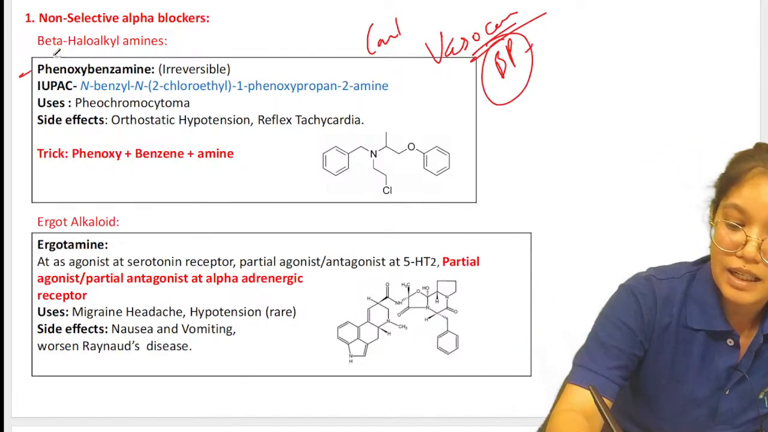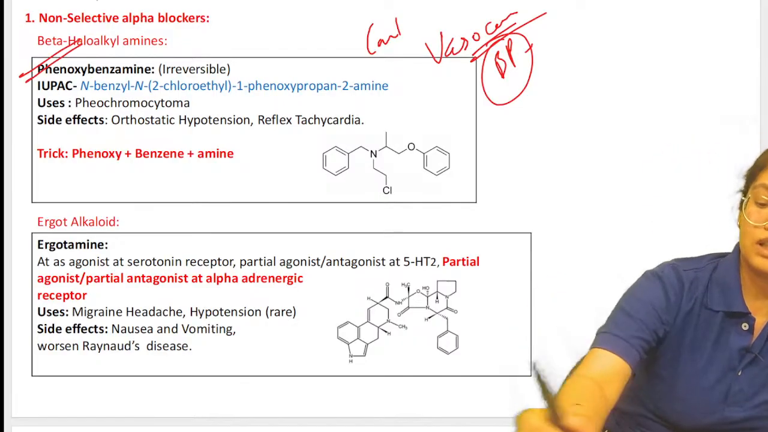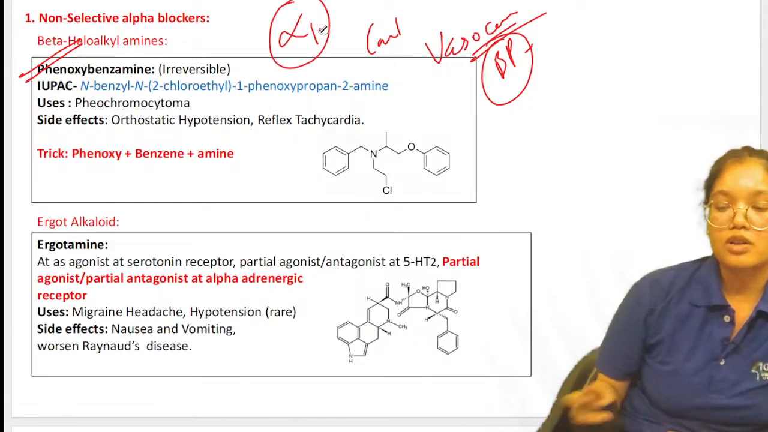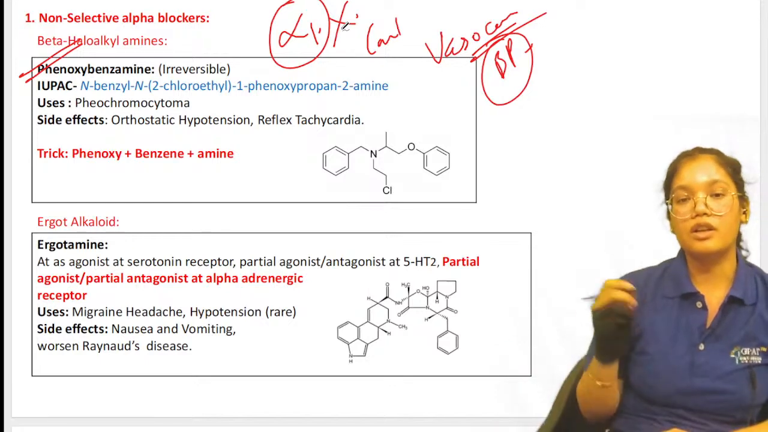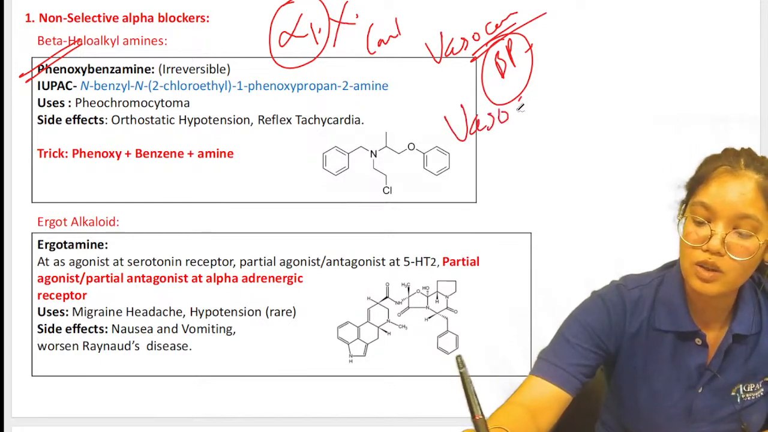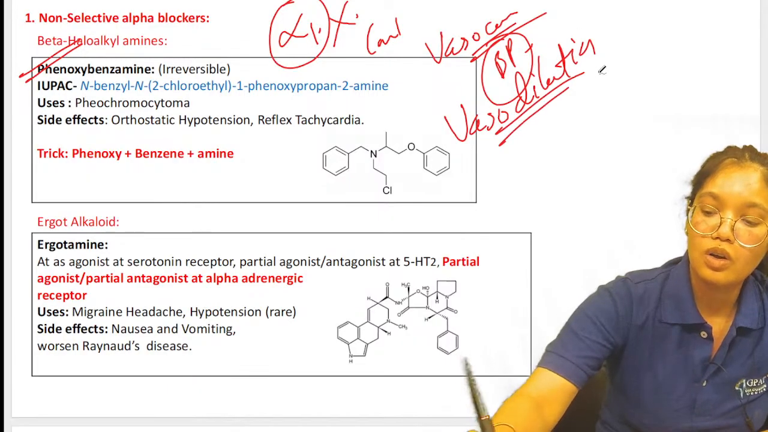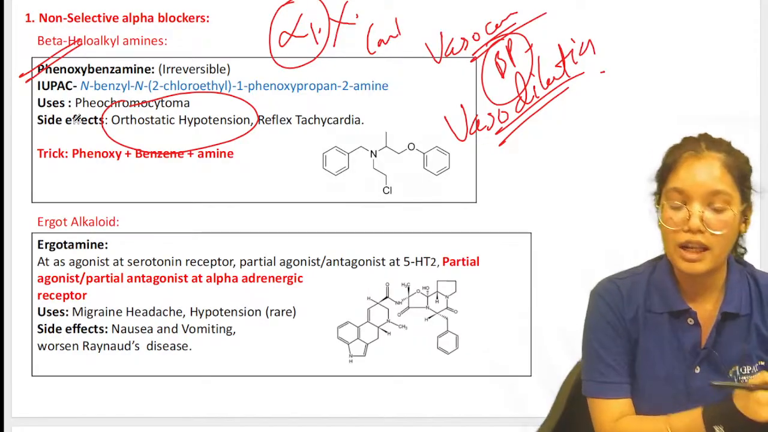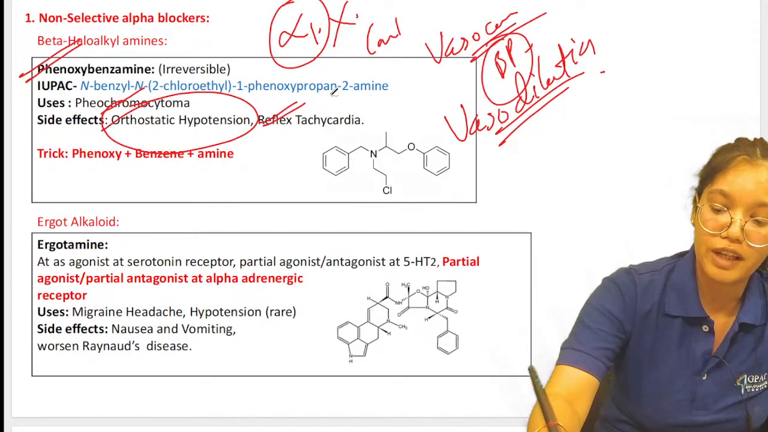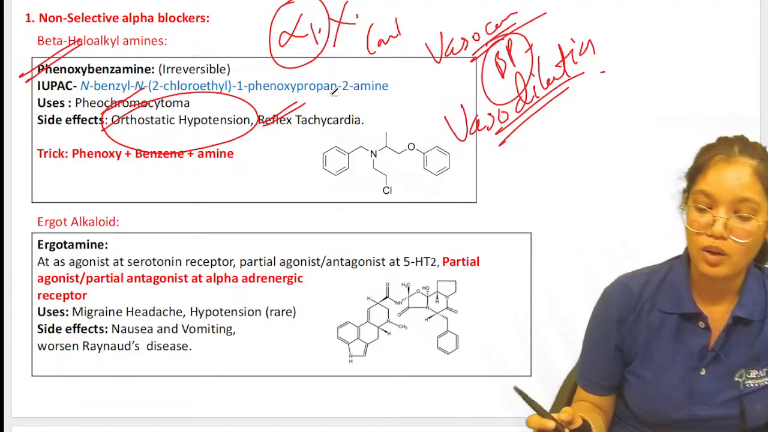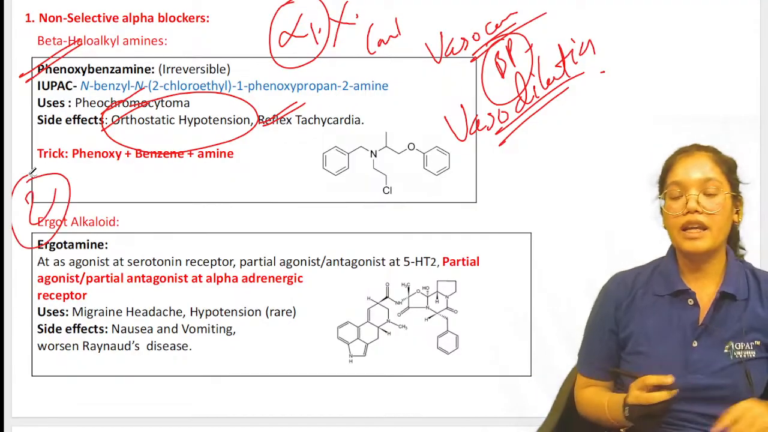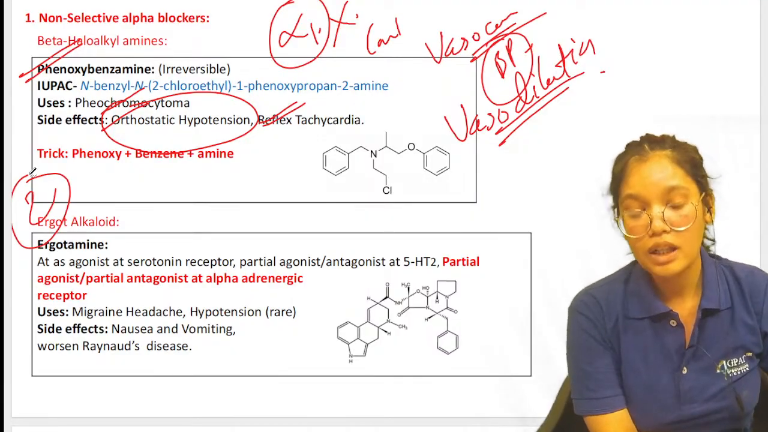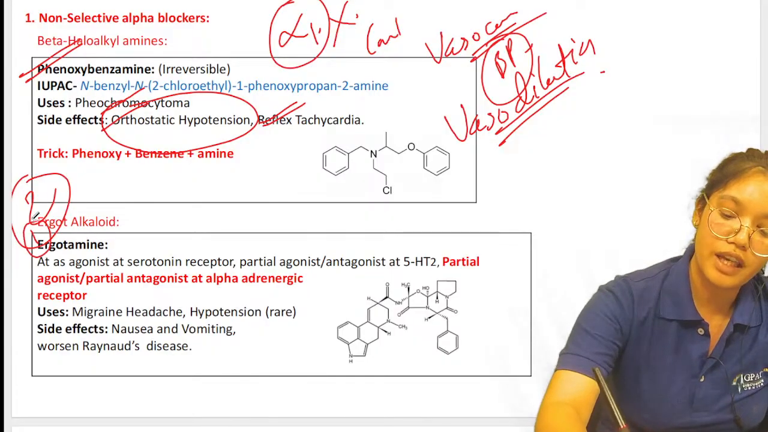But as in phenoxybenzamine, the alpha-1 receptors are blocked, so there will be no vasoconstriction. It will cause vasodilation. So due to that, we get a condition called orthostatic hypotension. Now the reflex tachycardia can also be seen. Now moving forward to the next drug, that is the ergot alkaloid. First drug we have is ergotamine.